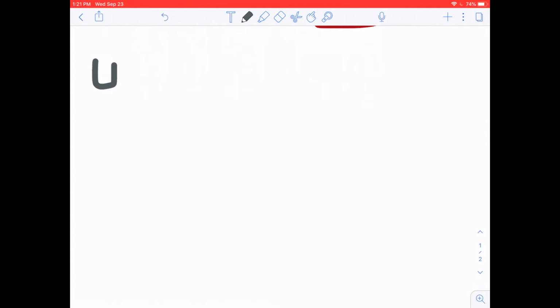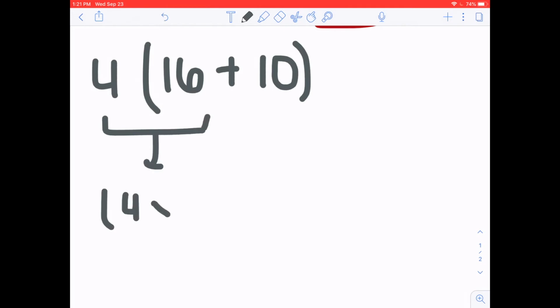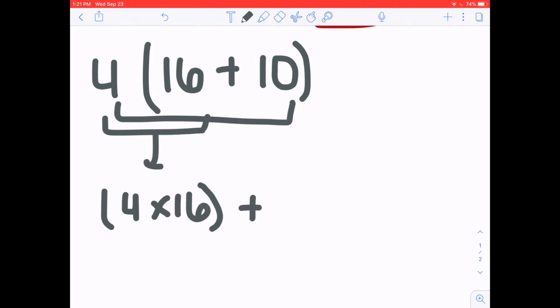Now, let's get into a second example. Here we have 4 times 16 plus 10. Although these are larger numbers, it's the exact same concept. You can pause here to try this on your own. Now, to get into it. First, we're going to do 4 times 16, and then we're going to distribute the 4 all the way over to the 10, and do 4 times 10. The exact same concept as we've done before.